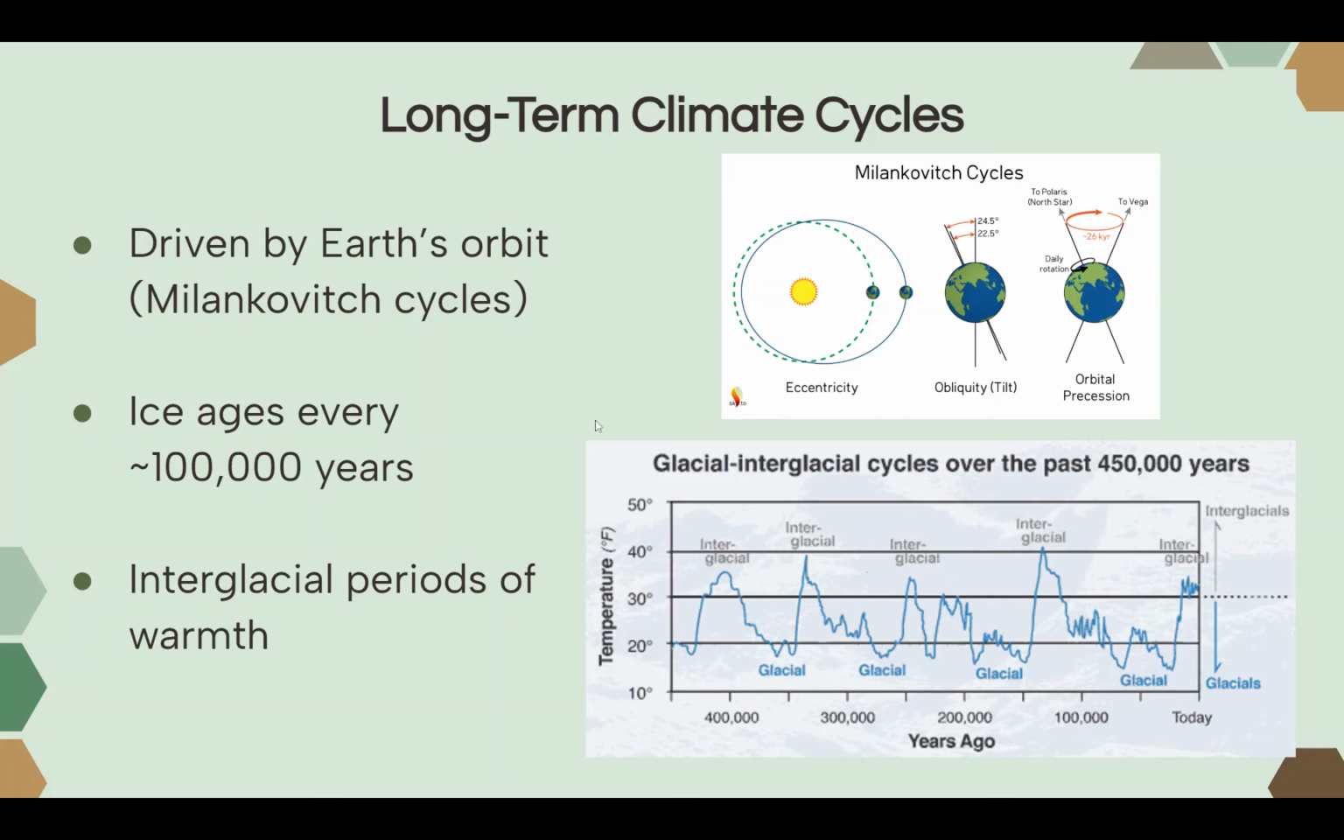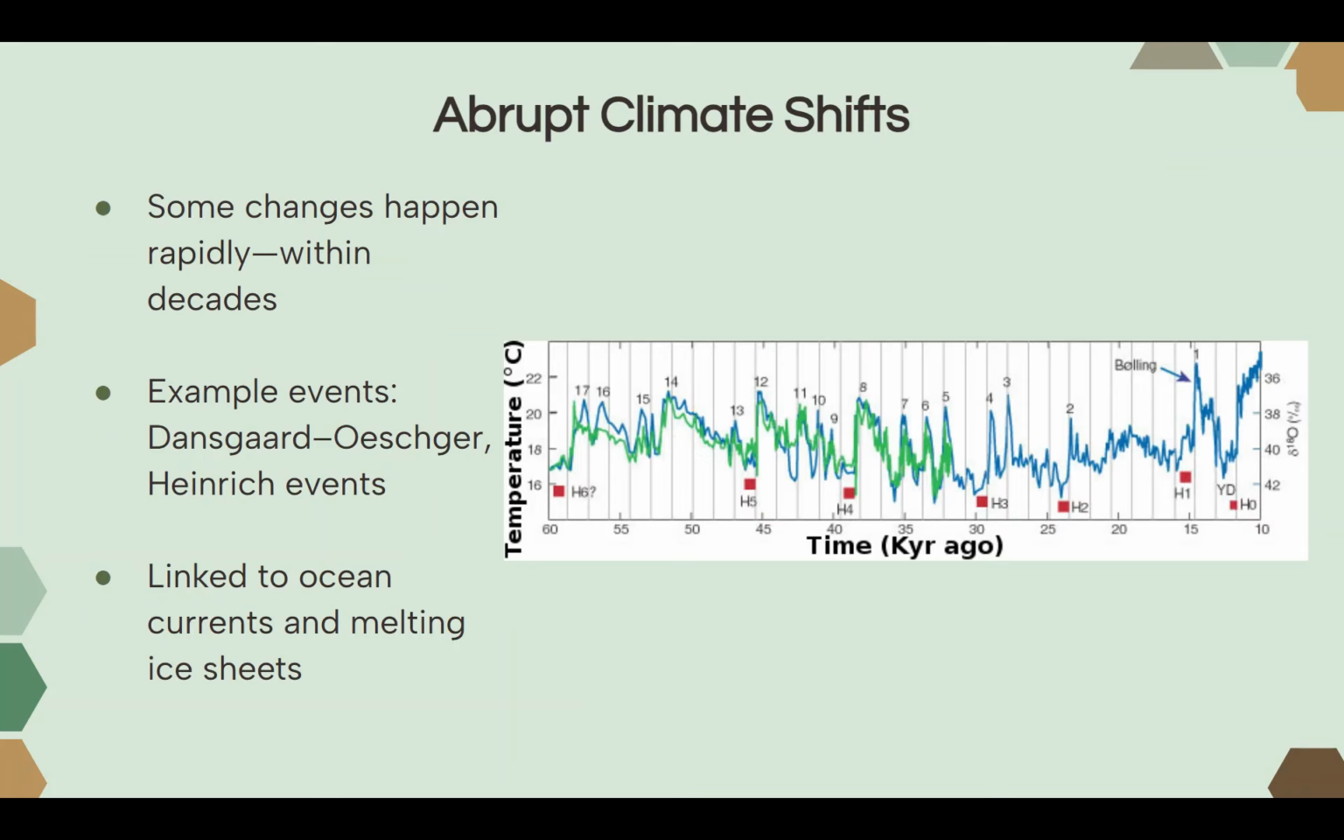And because of this, ice ages have occurred on Earth approximately around every 100,000 years. And these are natural shifts that have happened before human impacts that we see today.